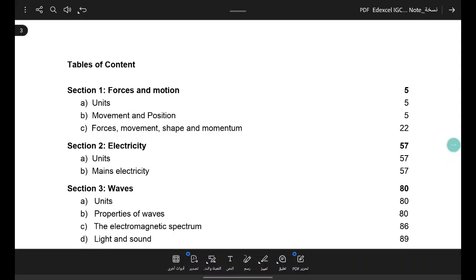Hello dear students, this is Mr. Ezzat Muhammad. Today I will introduce a lesson about forces and motion. This is work for Cambridge Ordinary Level Physics.